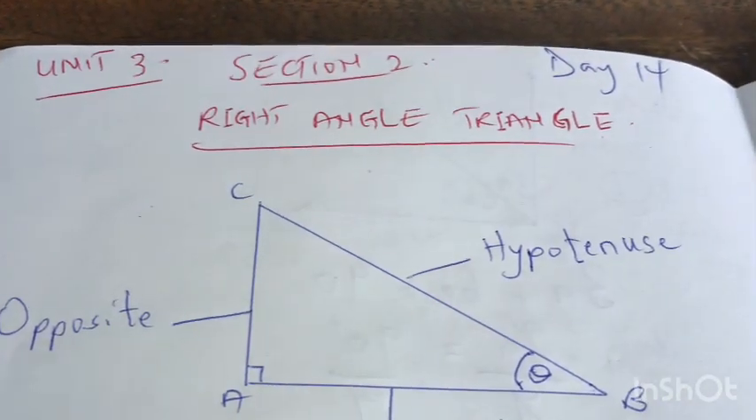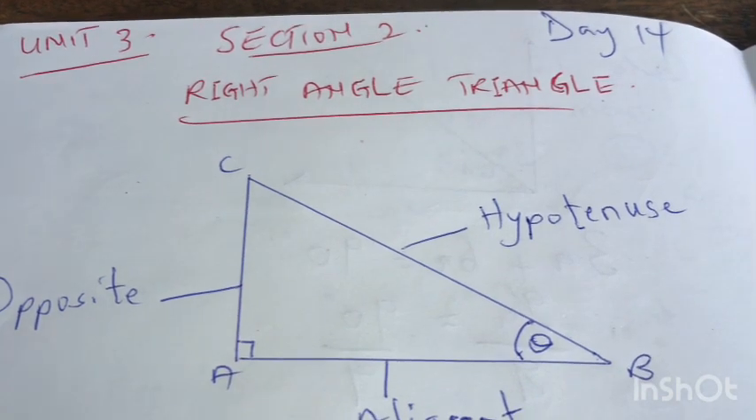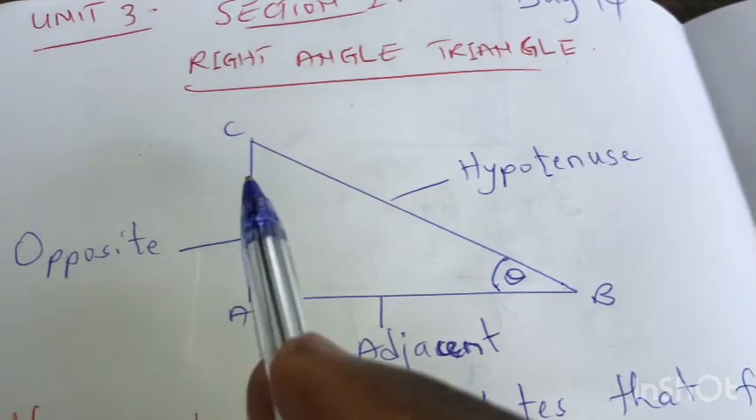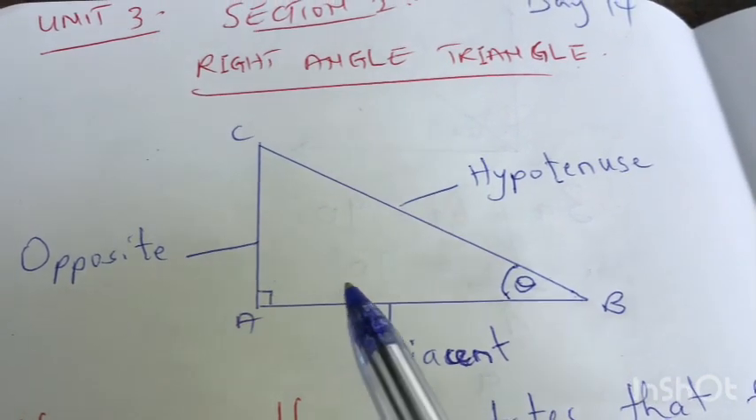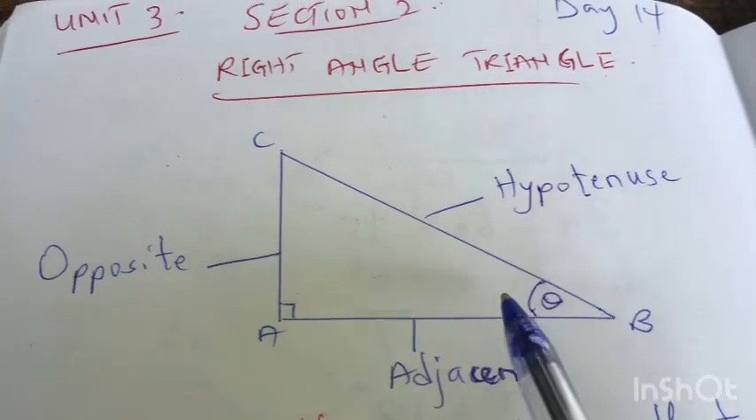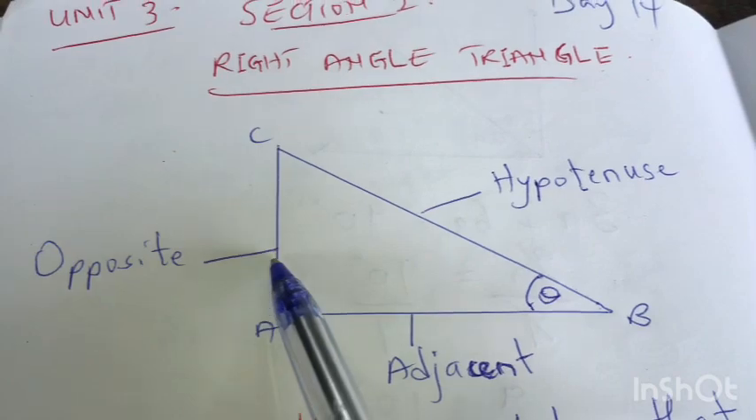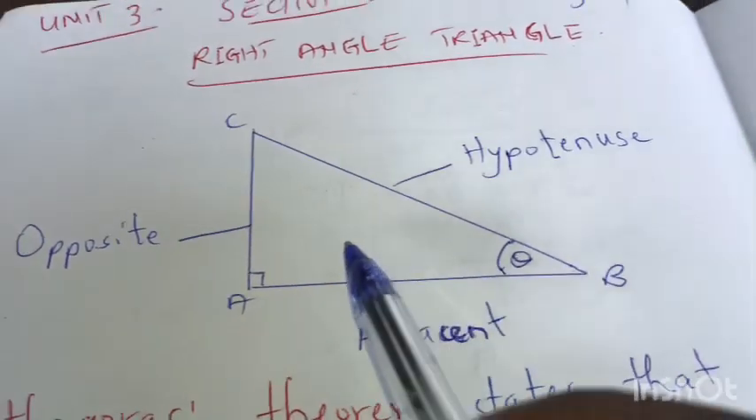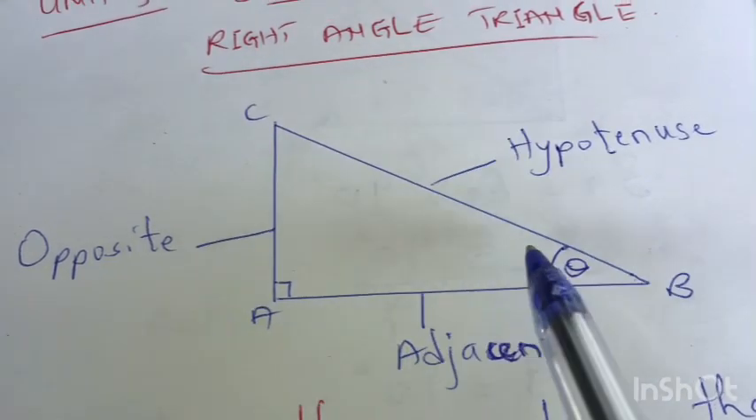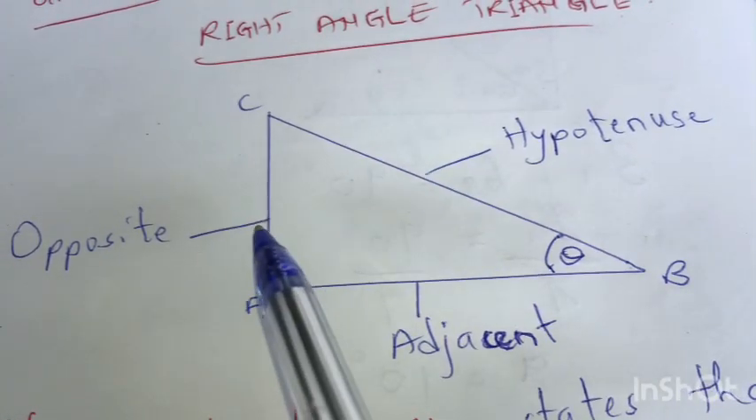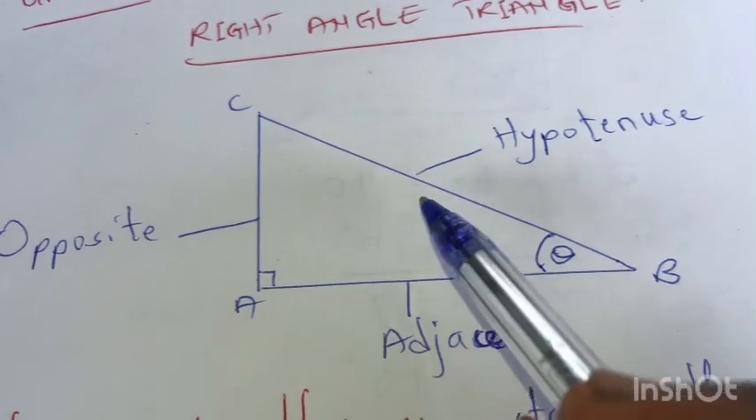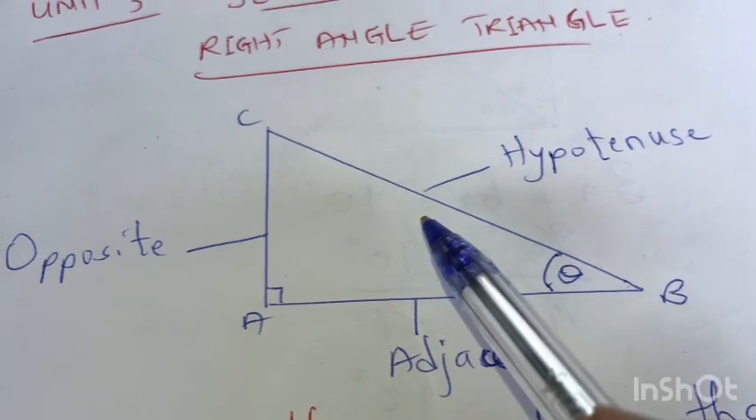Now, what is a right angle triangle? It is a triangle with a right angle. When we have this triangle, we have one right angle here. Say this is the angle called theta. The opposite is the side that faces the angle. The side facing the angle we are talking about is the opposite. So this one is facing this angle, so here is the opposite. The side that faces the right angle, which is the longest side, is called the hypotenuse.